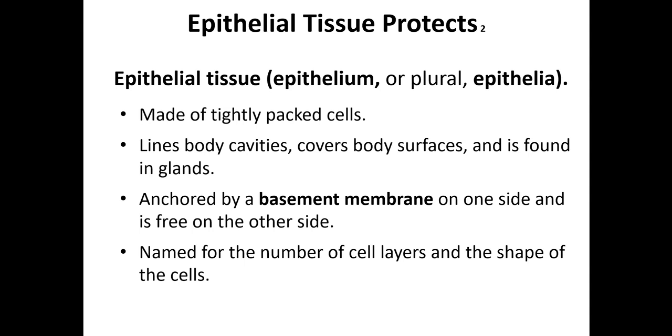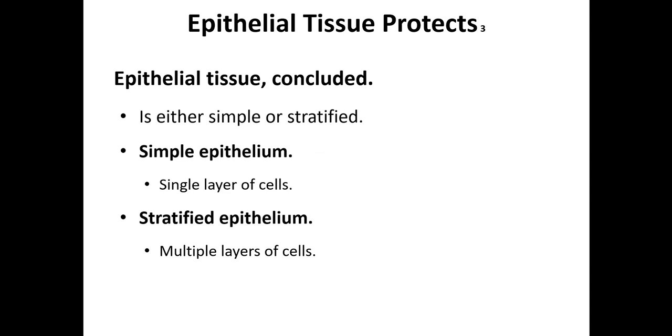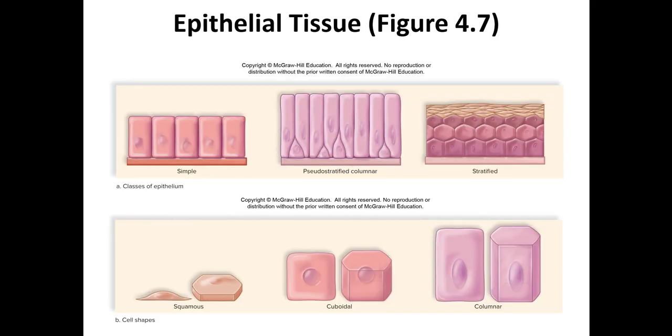to the underlying connective tissue. In addition to its protective function, it's also modified to carry out functions like secretion, absorption, excretion, and filtration. They're named for the number of cell layers and the shape of the cells. They can be either simple or stratified. Simple means a single layer of cells. Stratified means multiple layers of cells. Over here is a picture showing you the different kinds of shapes and layering.